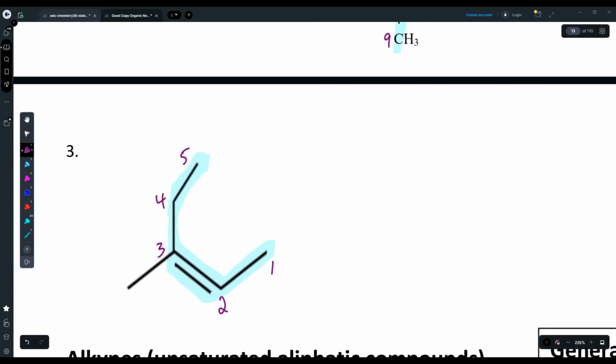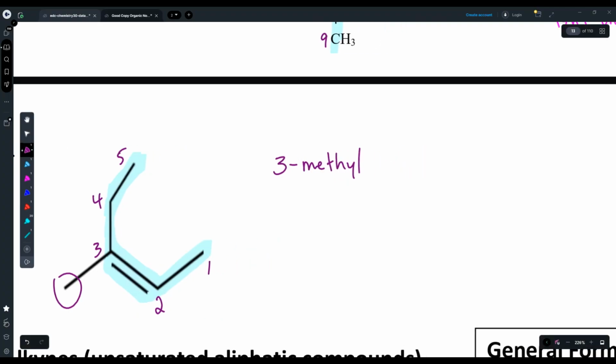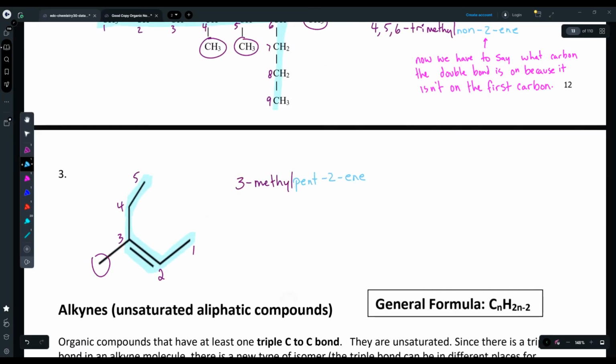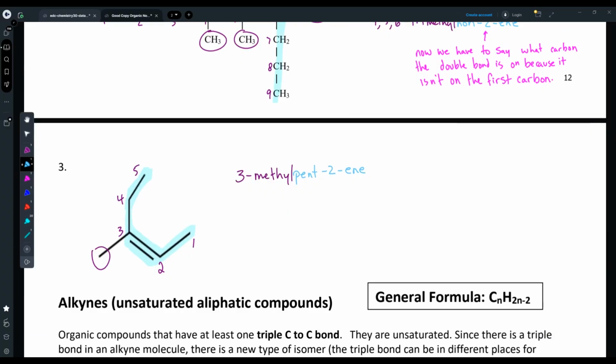Okay, and we got a branch right there. All right, so it looks like the branch is on carbon 3. It has 1 carbon in it, so 3-meth, and then yl to mean that it's a branch. Okay, now we're talking about the parent chain. So it has 5 carbons in it, so pent, 2, because that's what carbon the double bond starts at. Ene, so ene specifically means there's a double bond there.